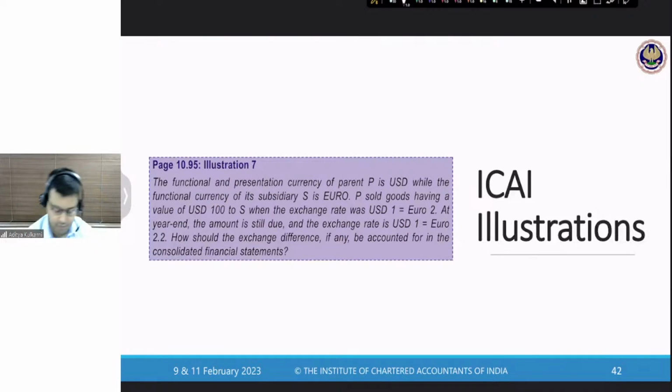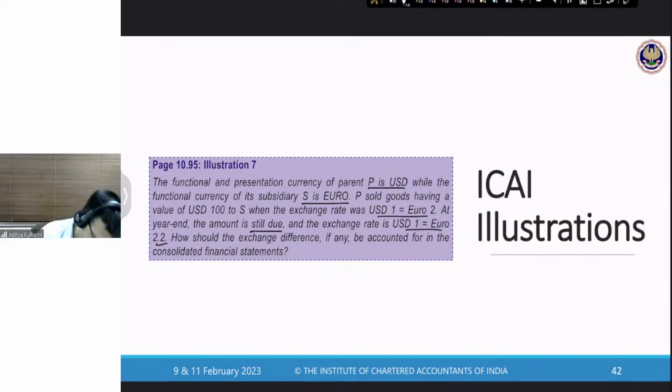Okay, fine. The next one: the functional and presentation currency of P is USD, while the subsidiary is euros. P has sold goods having a value of 100 USD to S when the exchange rate was $1 equals 2 euros. At the year end, the amount is still due. Exchange rate is $1 equal to 2.2. How should the exchange difference be accounted for in the consolidated financial statements?